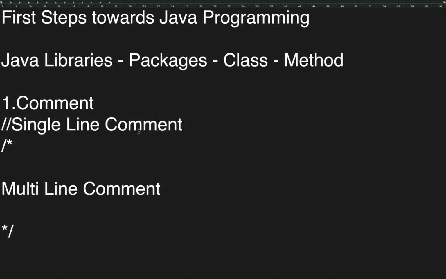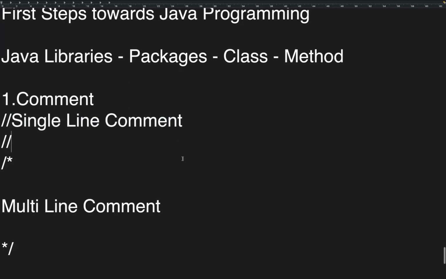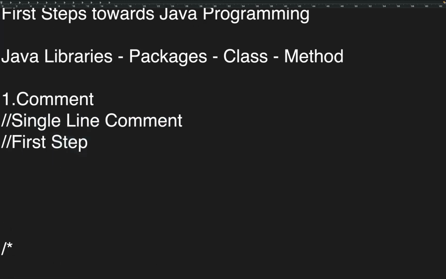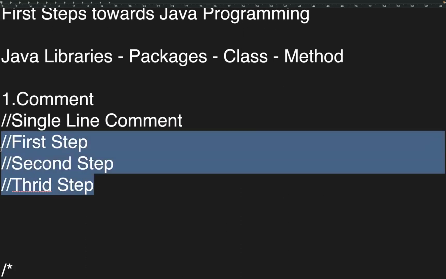For a single line comment, if you want to write two comments, you again use the single line comment syntax. Let us take an example. I want to write first step. I want to add one more comment, so I'm using a single line comment for the second step, and then a third step. Whatever comment you write gives information about the line or a code step. So this is a single line comment.